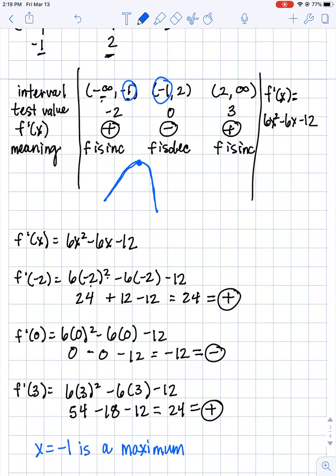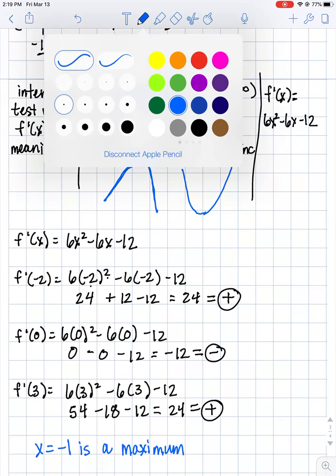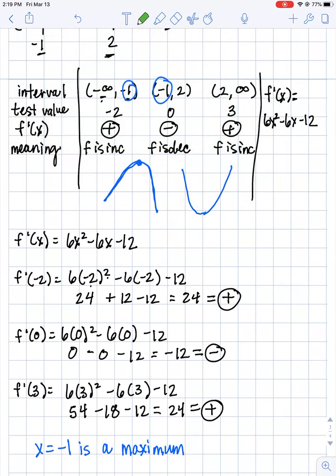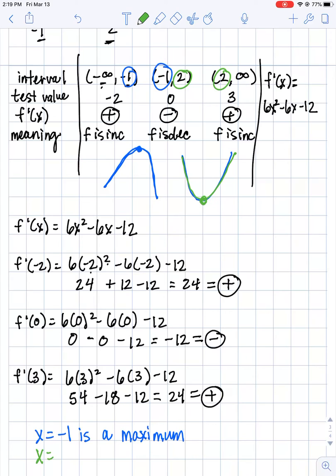Now let's go on the other side. Over here, I am decreasing, but then over here I start doing what? Increasing. So, let me get another color again. At 2, I went from decreasing to increasing, which means I'm going to have a minimum, which means x equals 2 is a minimum.